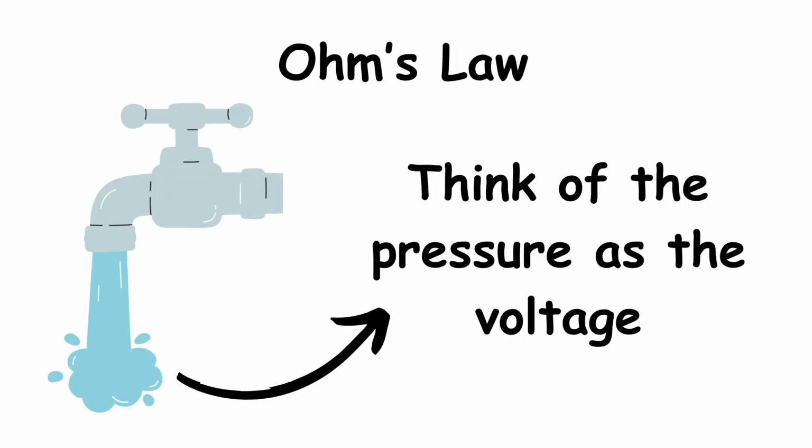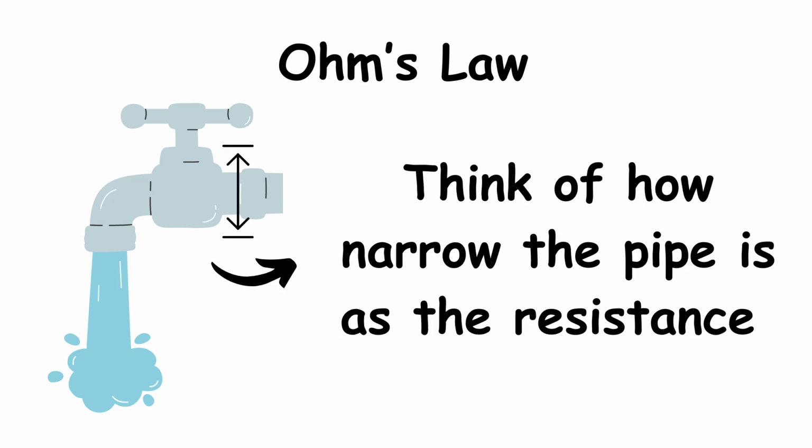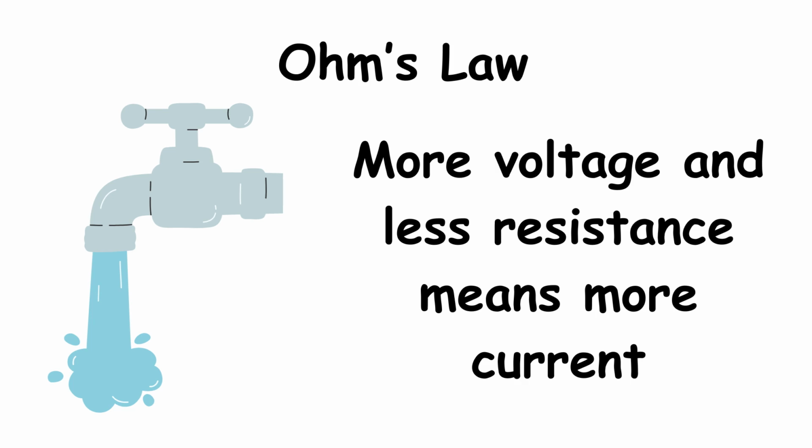Think of electricity as water in a pipe. Voltage is the pressure, and resistance is how narrow the pipe is. The more voltage and the lower the resistance, the more current flows.